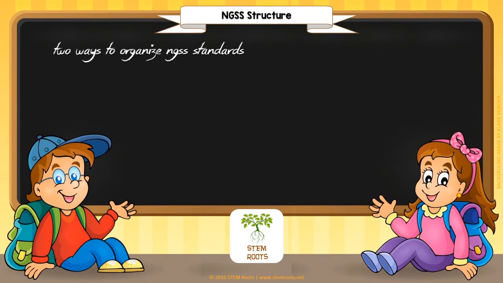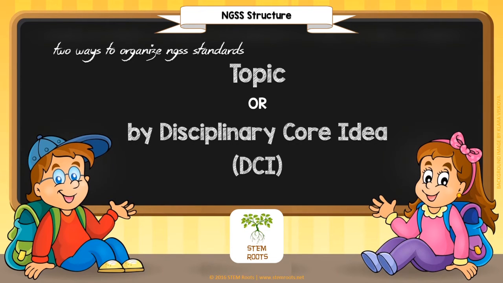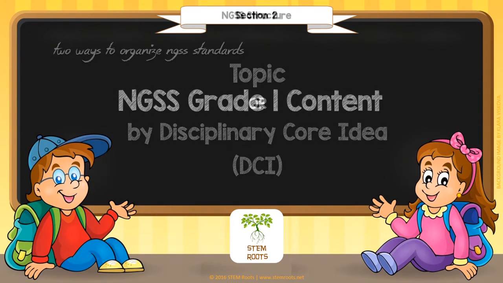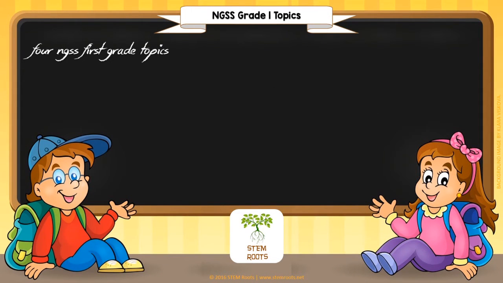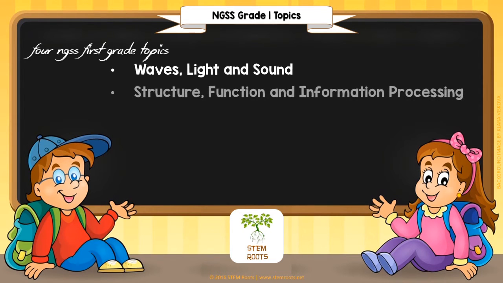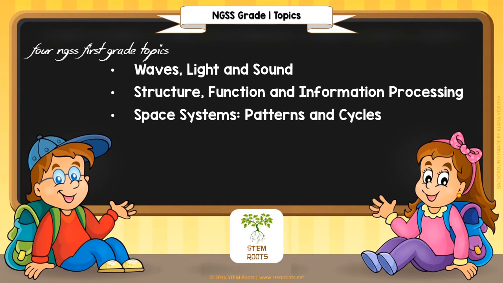There are two ways to organize the NGSS standards, by topic and by disciplinary core idea. Let's take a look at how this works in our next section, NGSS Grade 1 content. NGSS has 4 topics to cover in first grade. They are waves: light and sound; structure, function, and information processing; space systems: patterns and cycles; and a topic that spans from K to 2, engineering design.